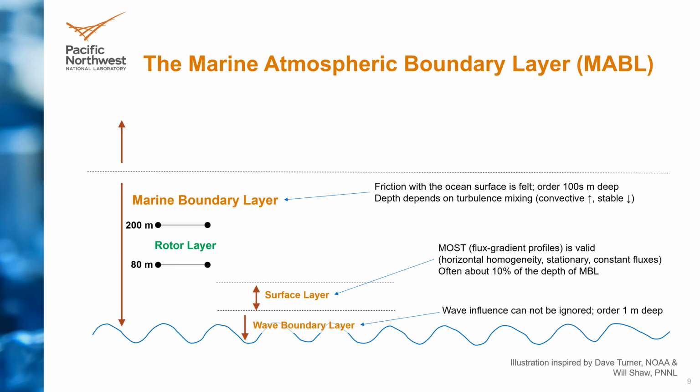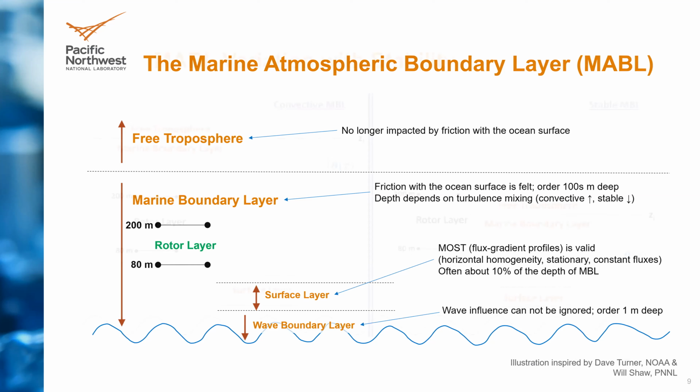And then you have the entire marine boundary layer, where the friction effects of the ocean surface are still felt, and it depends on what kind of turbulence mixing you have, either convective or stable conditions, and we'll talk a little bit about that. This is generally on the order of hundreds of meters above the surface layer. And above the marine boundary layer height, you have the free troposphere, where it's no longer impacted by friction of the ocean, and it's generally decoupled in that sense. So this is the effect of the wave surface on the marine boundary layer.